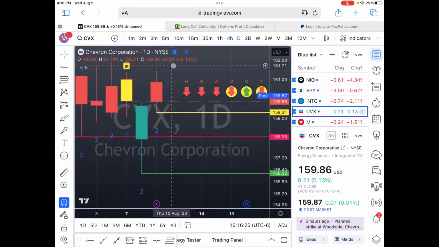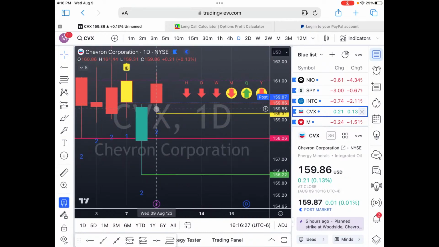So what we've got here is a 2 up, but it finished red. Again, finishing red means sellers took over throughout the day, and that gives me a higher probability that this thing is going to trend back down to the downside. So we can look for puts here at 159.31. And again, we've got really good time frame continuity. Outside of the quarterly, everything else is telling us this is coming back down.